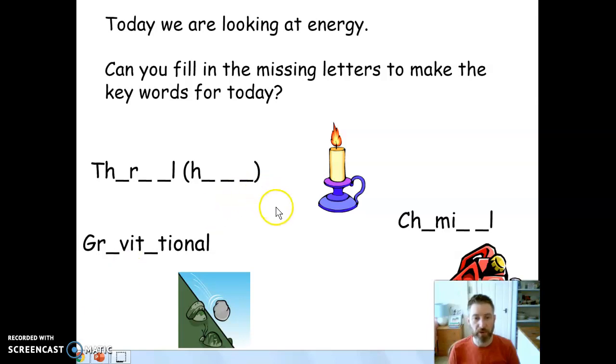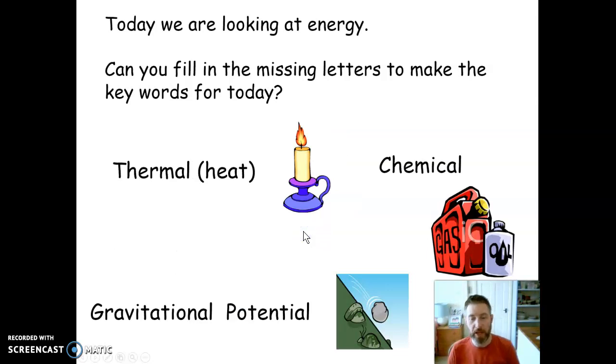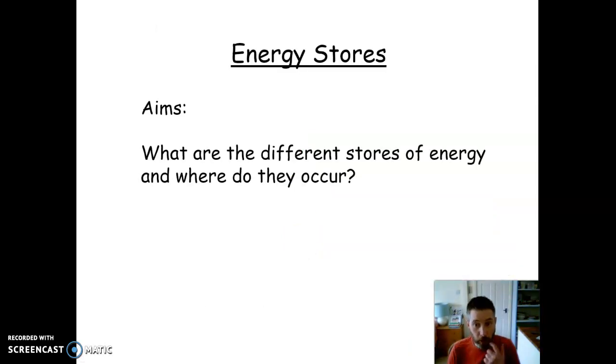Okay, moving on now. Those different types of energy there: we've got thermal energy, which is heat, chemical energy, and gravitational potential energy. And today what I want you to be able to do is to look at different stores of energy and where they occur. You're going to do three things today.